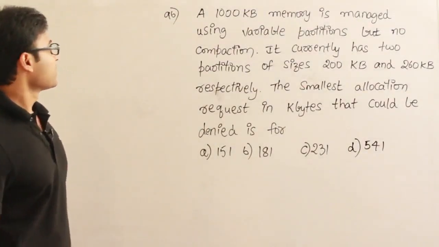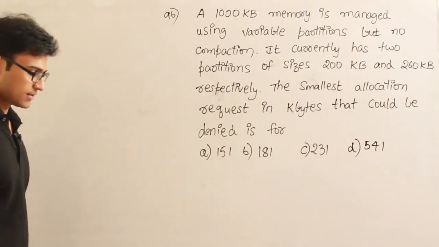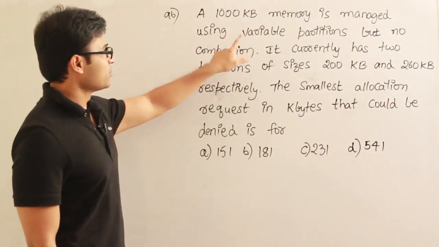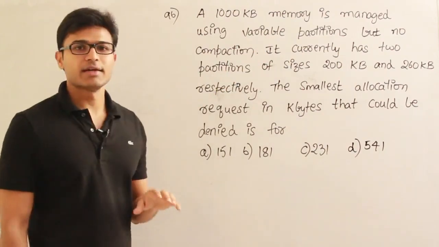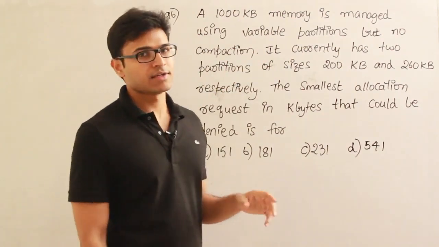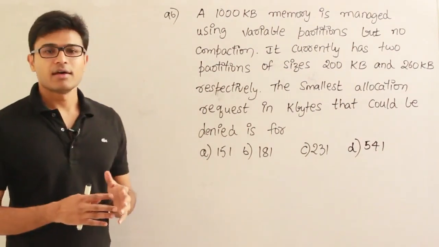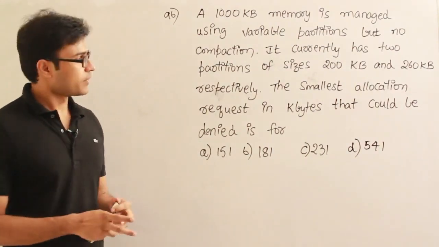Now what's this question? This is given in 1996 GATE. They are saying that 1000 KB memory is managed using variable partitions. So they are clearly saying that it is not fixed partitioning, it is variable partitioning, but no compaction. No compaction means there could be holes possible over time, right?